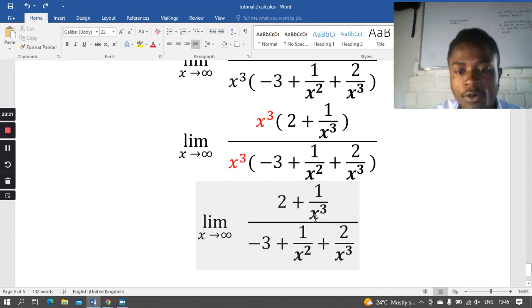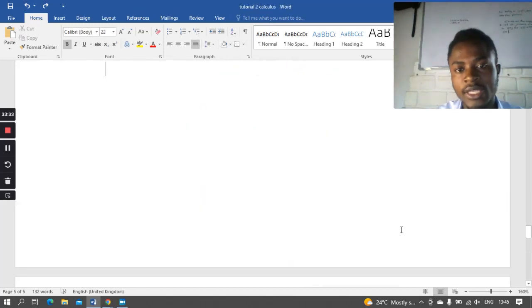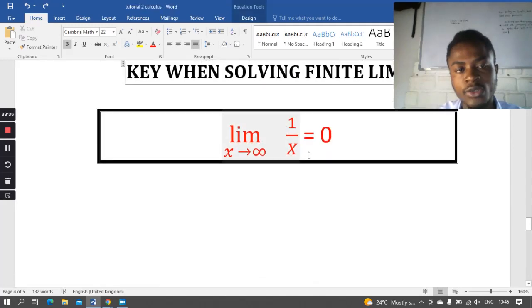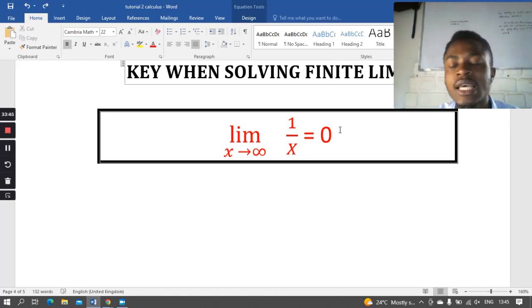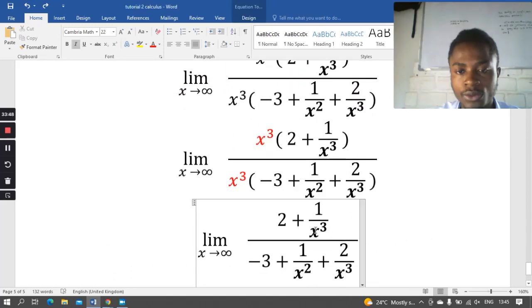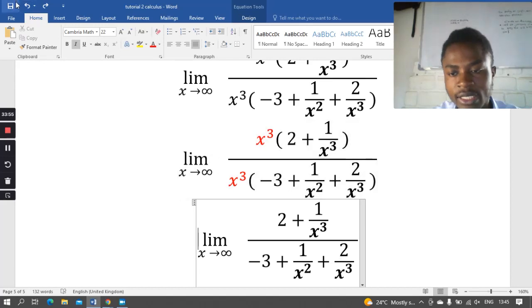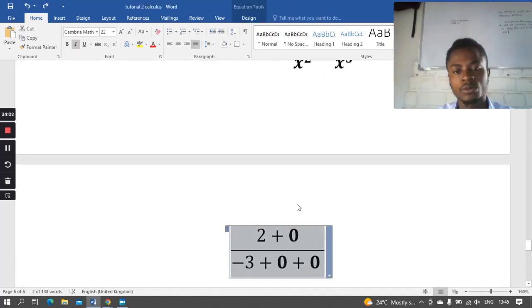Okay, so from here, if you look at this point, it is now the same as what I gave you. At this point, that's when you can now use the key. So you plug in a 0 where there is 1 over x squared, 1 over x cubed, 1 over x. If I plug in a 0 there, there, and there, what I'm going to have is that expression which I'm about to write down.